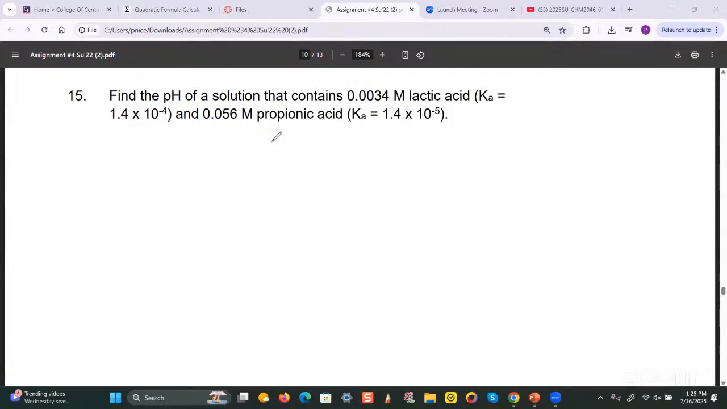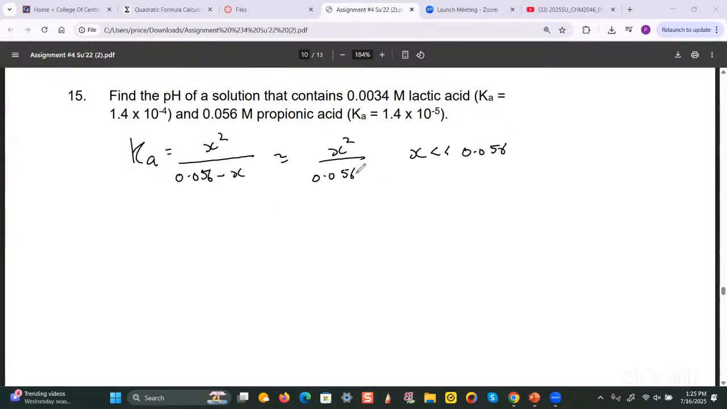The only difference now is that the Ka value is going to be equal to x squared over 0.056 minus x, which means that this simplifies to x squared over 0.056, because again, we're assuming that x is much less than 0.056, right? And therefore, x will be equal to the square root of Ka. Oh, by the way, this is for the propanoic acid. So let me write that down just to make sure you know what we're working on.